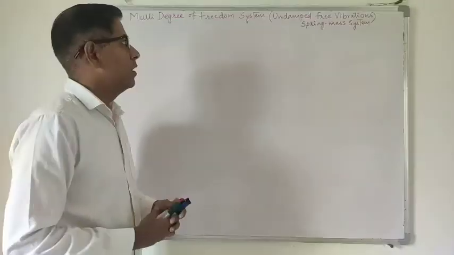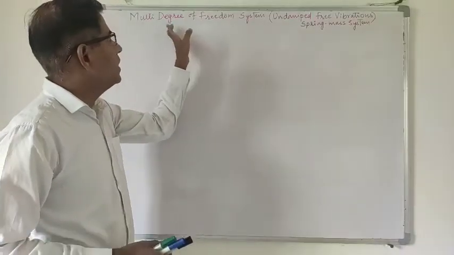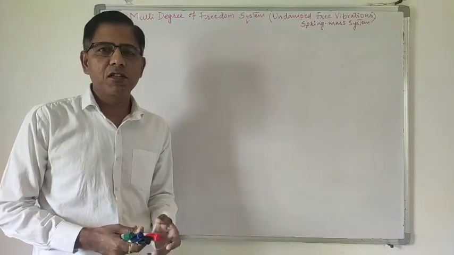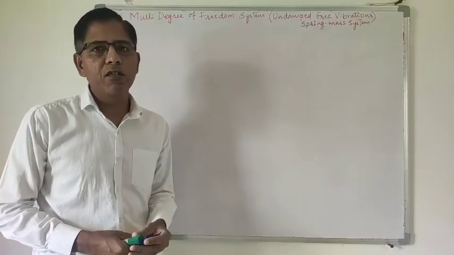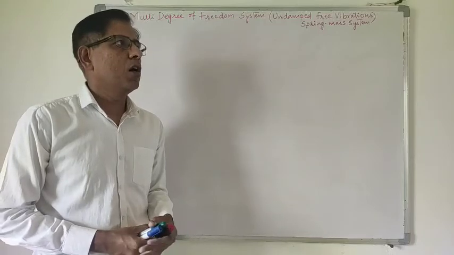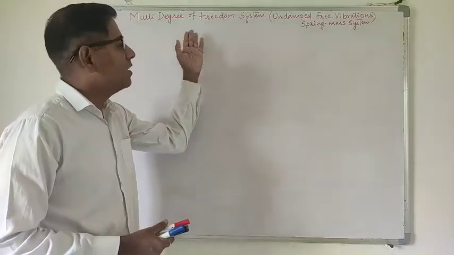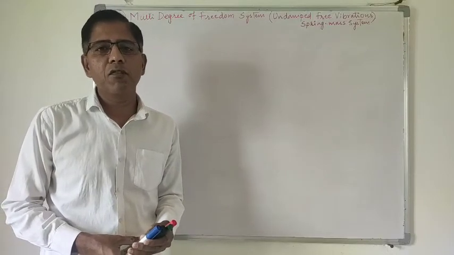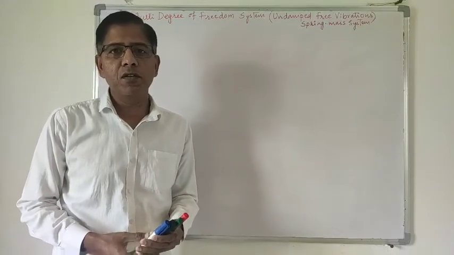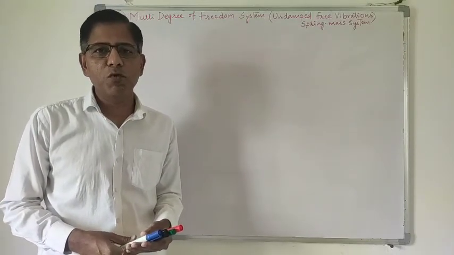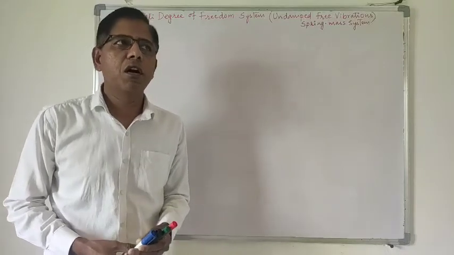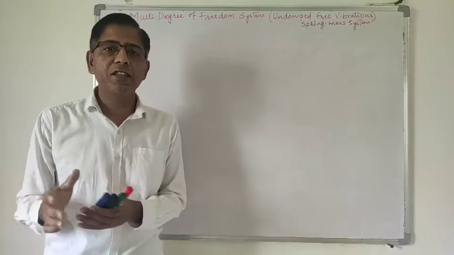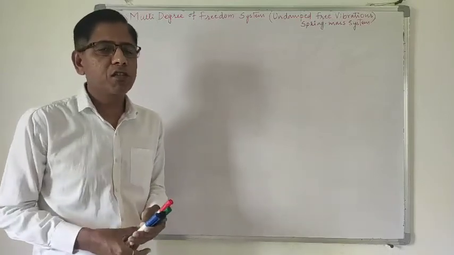Hello students, today's topic is multi-degree of freedom system. Up till now we have seen single degree of freedom system and 2 degree of freedom system. So we know that the definition of degrees of freedom is the number of independent variables which defines the position of particles on a vibrating system completely at any instant of time. So that is degrees of freedom.